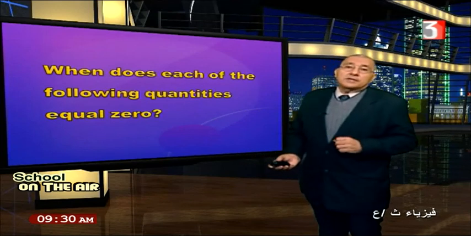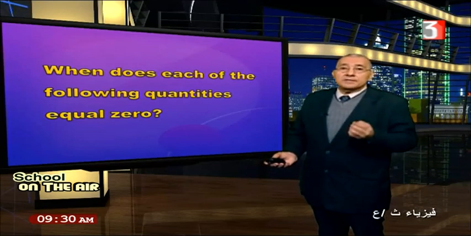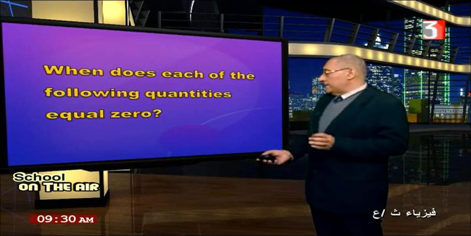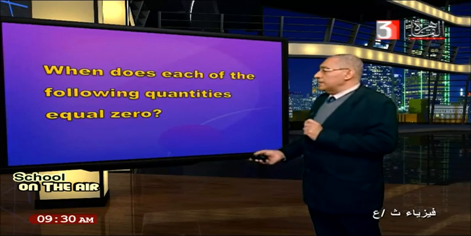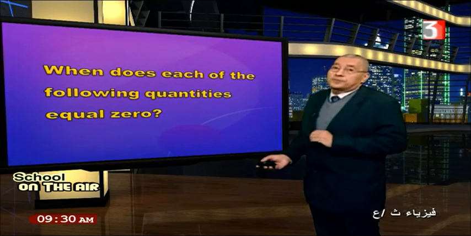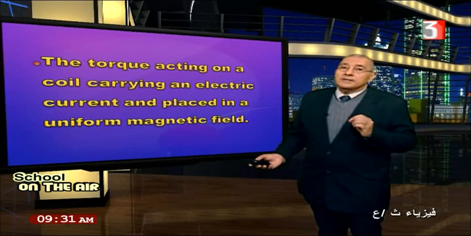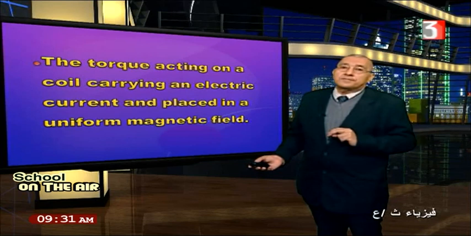We've got another type of question, and it is very important, and it will be given to you as a multiple choice. What about the title of the question? Okay, when does each of the following quantities equal 0? The torque acting on a coil carrying an electric current and placed in a uniform magnetic field. We want you to tell us when, in what position, the torque will be equal to 0.